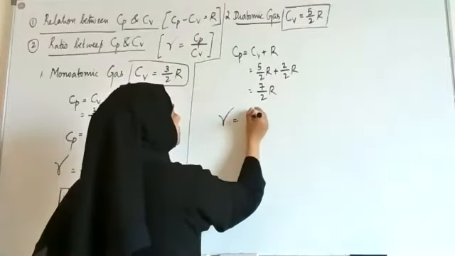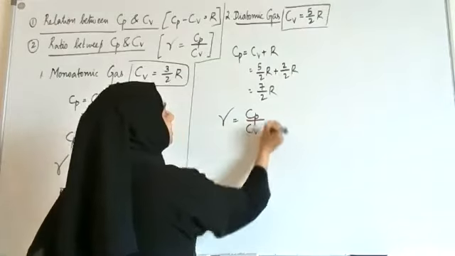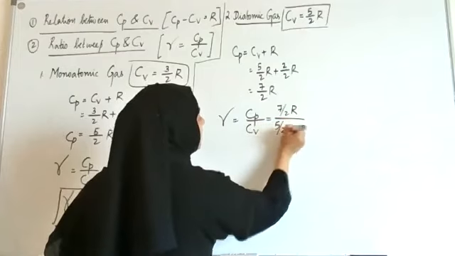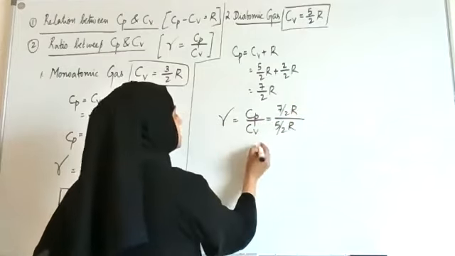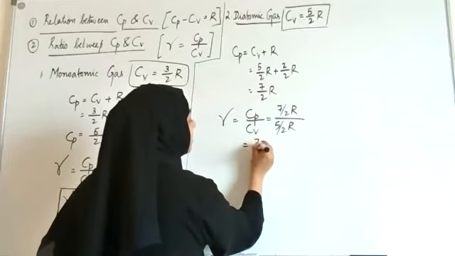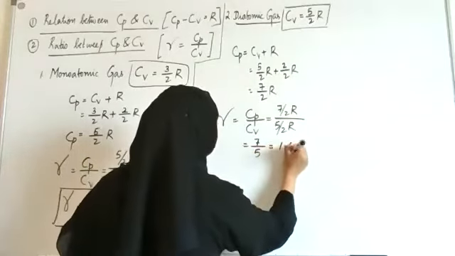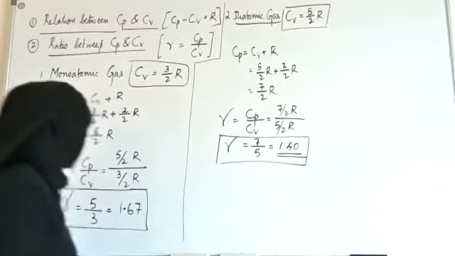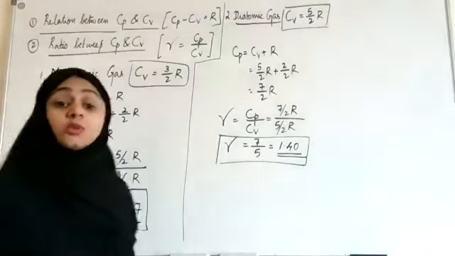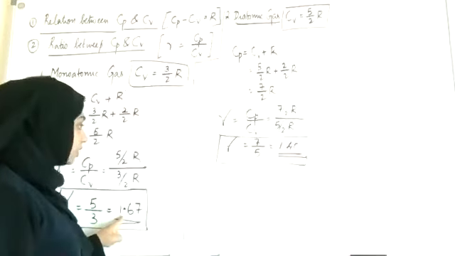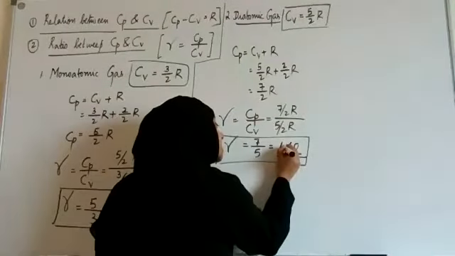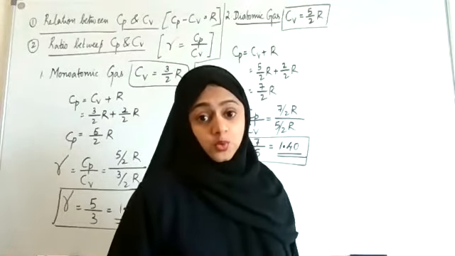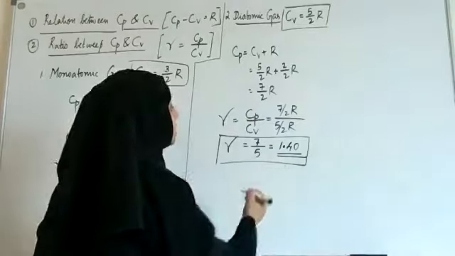Now gamma is equal to Cp by Cv, right? That is equal to 7 by 2R divided by 5 by 2R. So by 2R gets cancelled. You will get 7 by 5, which is equal to 1.40. So this is the standard value of gamma which you have to remember. For all monoatomic gases, gamma will be equal to 1.67. For all diatomic gases, gamma will be equal to 1.40.